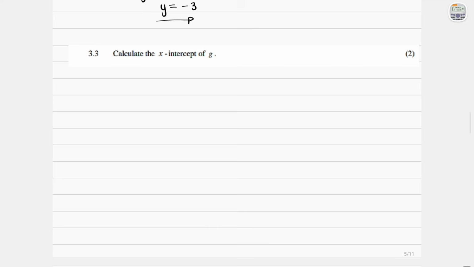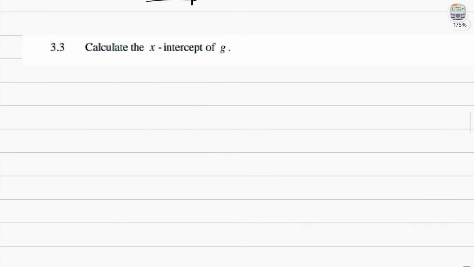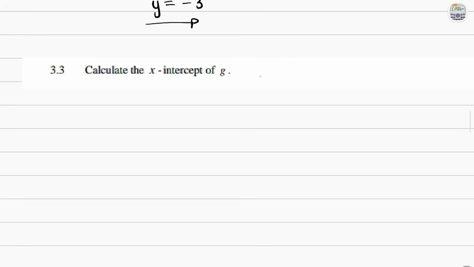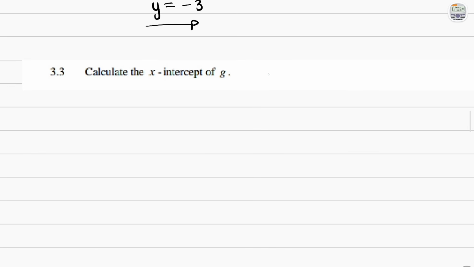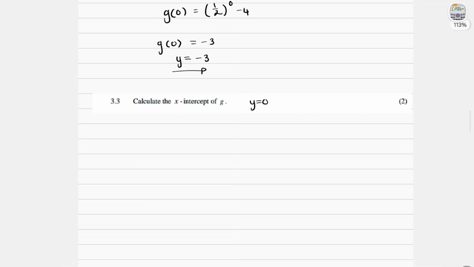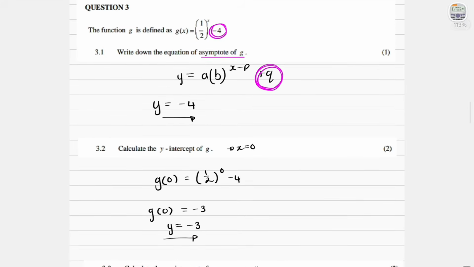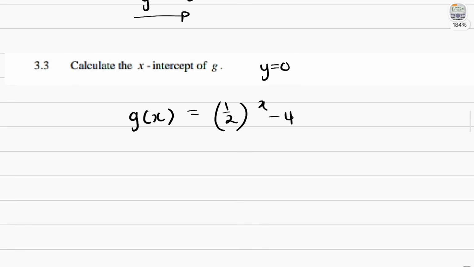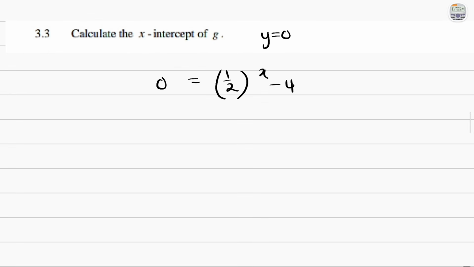Question 3.3 says, calculate the x-intercept of g. Okay, so you see with all the things they're asking, they're probably going to ask us to sketch this graph. So to find the x-intercept, this is the point where y is equal to 0. So take your graph of g of x, but you know that g of x stands for y. So this is 1 over 2 raised to the power of x minus 4. And in place of g of x, y, we're just going to substitute 0. Okay, so here, to solve for x, we can just transpose this negative 4, so it's positive.